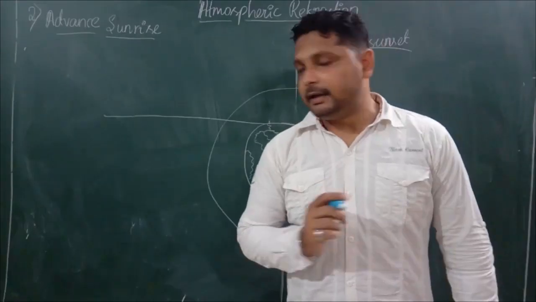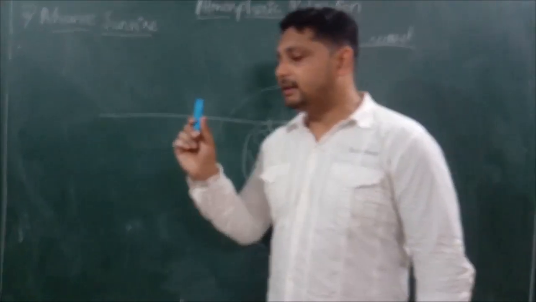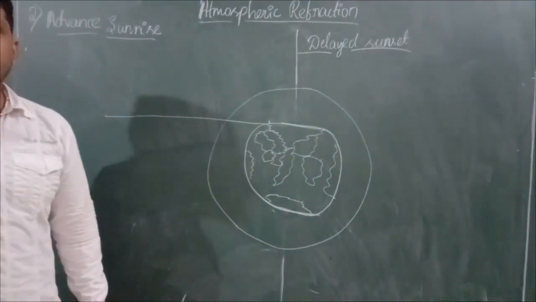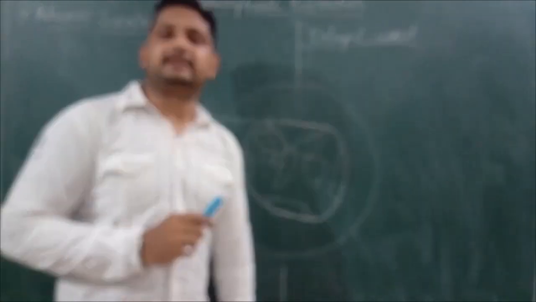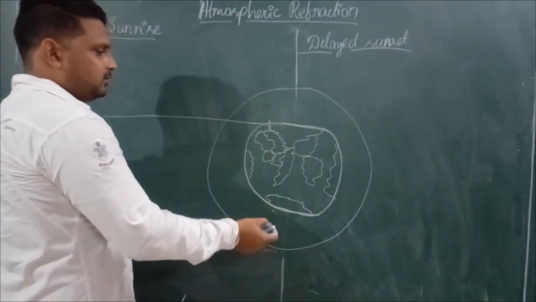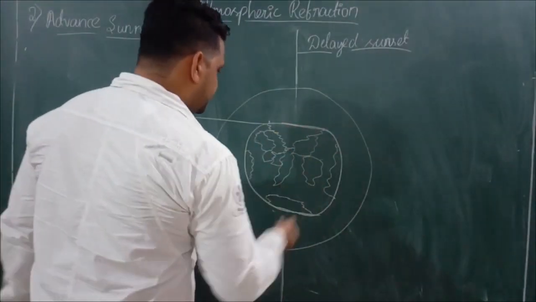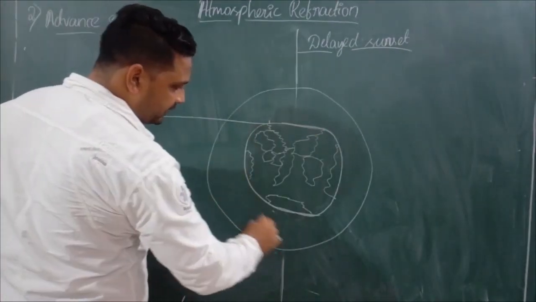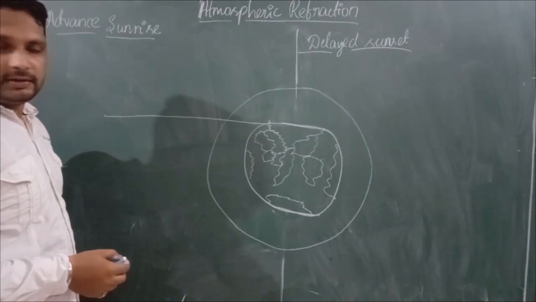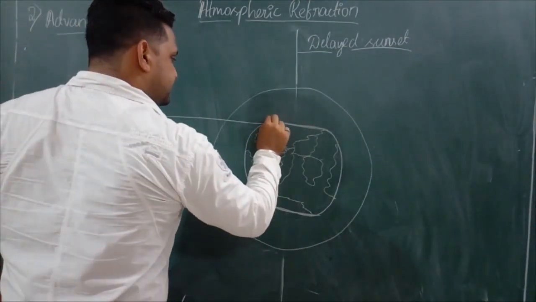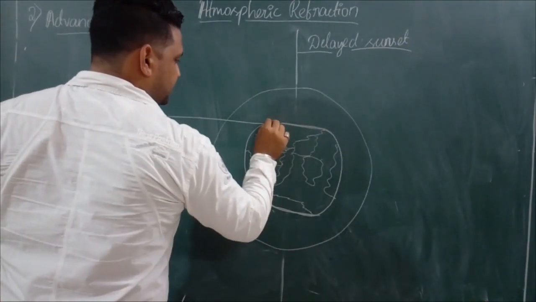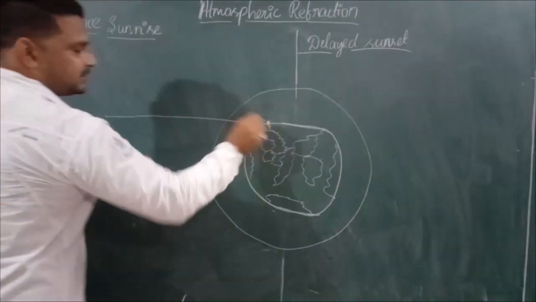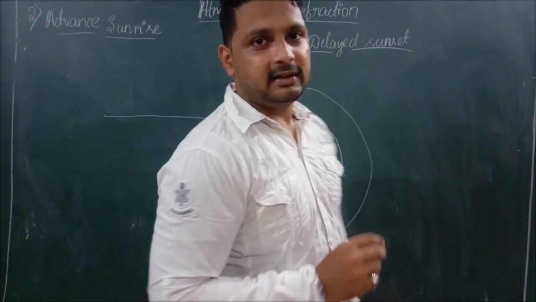Good. Now moving on to the next one, advanced sunrise and delayed sunset. How, due to atmospheric refraction, do advanced sunrise and delayed sunset occur? Suppose this is our Earth. Our Earth is not exactly spherical, so I made it like this. Suppose this is the Earth and this is the layer of atmosphere around it. Now, consider a person living at this position. If the person is staying here, then this is his horizon.